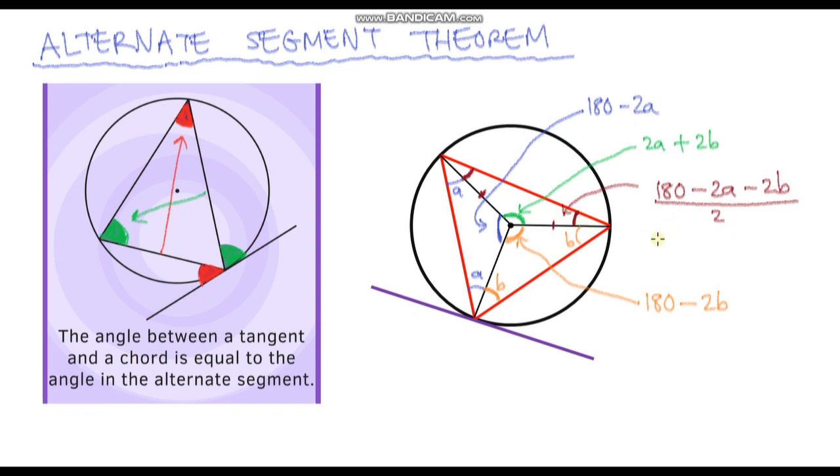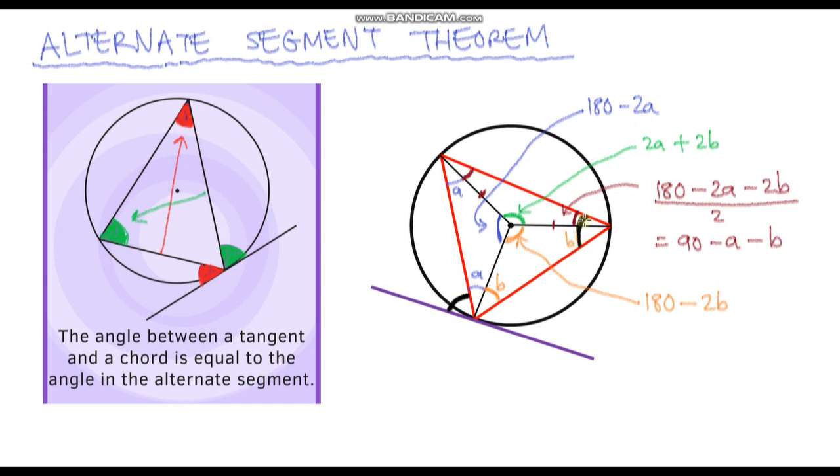And I can simplify that. I can divide everything by 2, so this is going to be 90 minus A minus B. And now we've written an expression for the maroon angle. Let's just pause and think about what two angles we're trying to prove are the same. The angle between the tangent and a chord, so this angle here, needs to be the same as the angle in the alternate segment, which is this angle here.